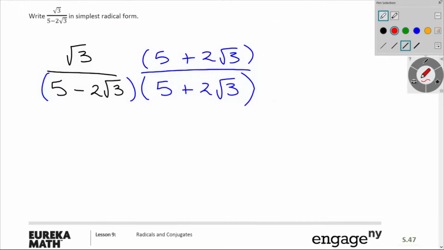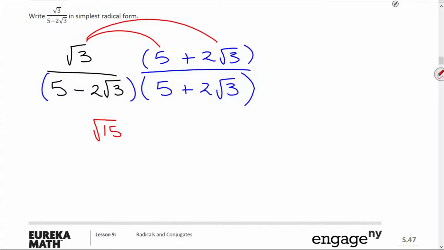So let's multiply on the top. I'm going to distribute root 3 times 5, and that's root 15. Root 3 times 2 root 3. Let's see here. I can multiply the numbers together, so I get plus 2. And then the radicals together, root 3 times root 3 is root 9. There's still more to do, I'll do the bottom next.